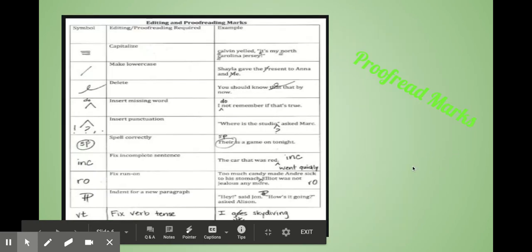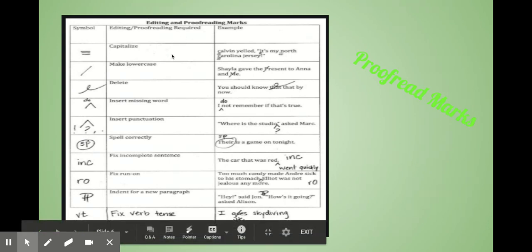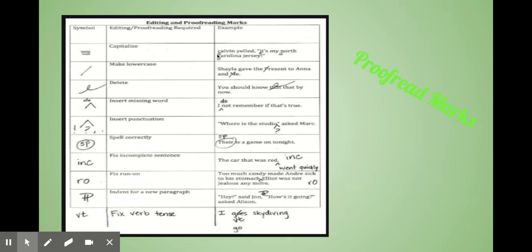So here are some proofreading marks. If you noticed in the video, she used some proofreading marks. So the most common proofreading marks are the 3 lines for capitalization. So in this example over here, it says Calvin yelled. Well, Calvin is a proper noun and it should always be capitalized because it's someone's name. So when you're writing and you're editing a paper, you just put 3 lines to let yourself know that when I rewrite this, when I prepare this for publishing, I'll make it a capital letter.